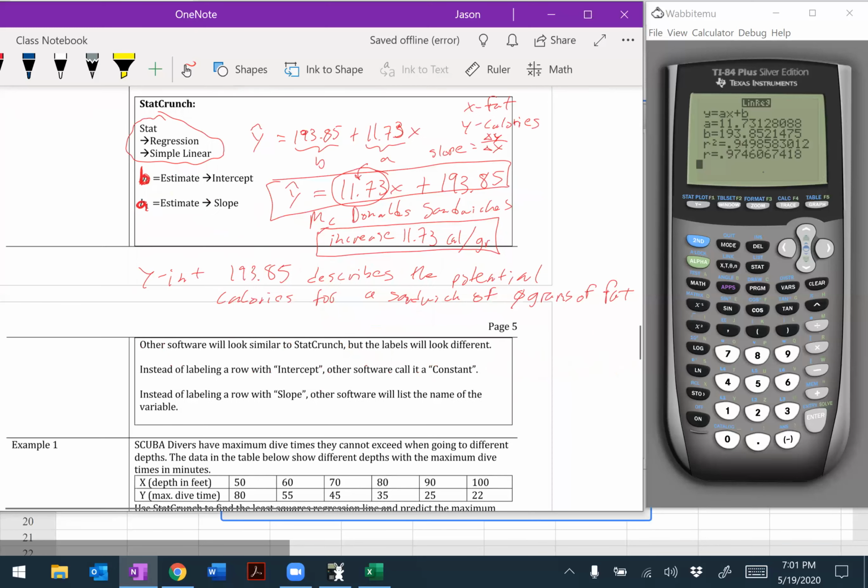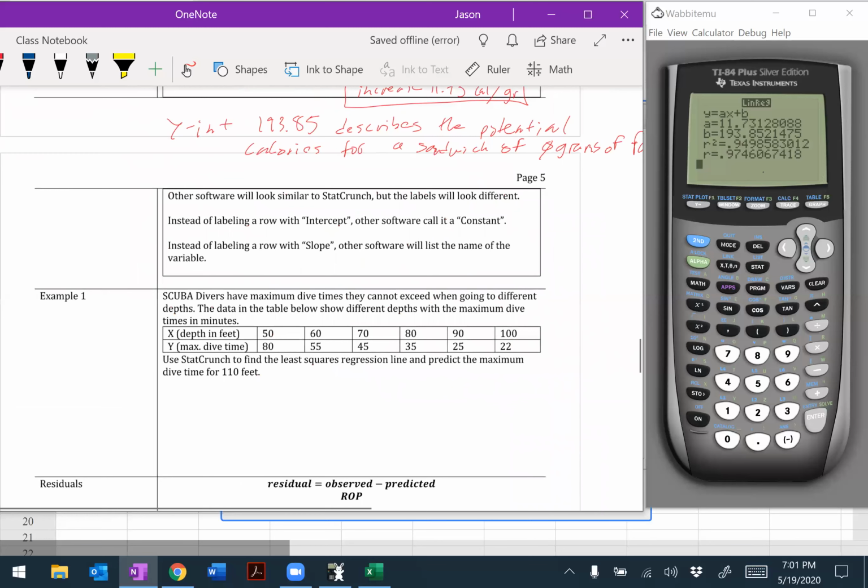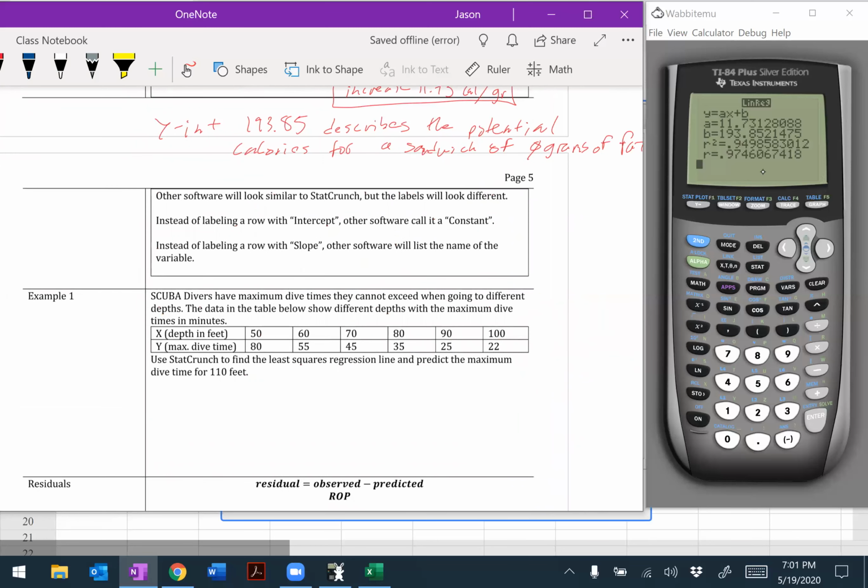Other software will look similar to StatCrunch, but the labels will look different. Like the calculator, we're labeling y equals ax plus b. Instead of labeling the row with intercept, sometimes the software calls it constant. Instead of labeling the row with slope, the other software will list the name of the variable. Fine, whatever.